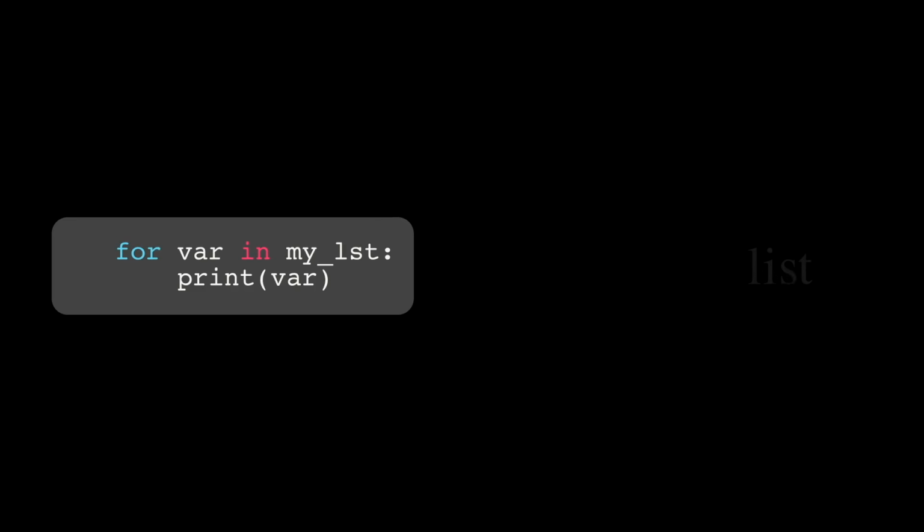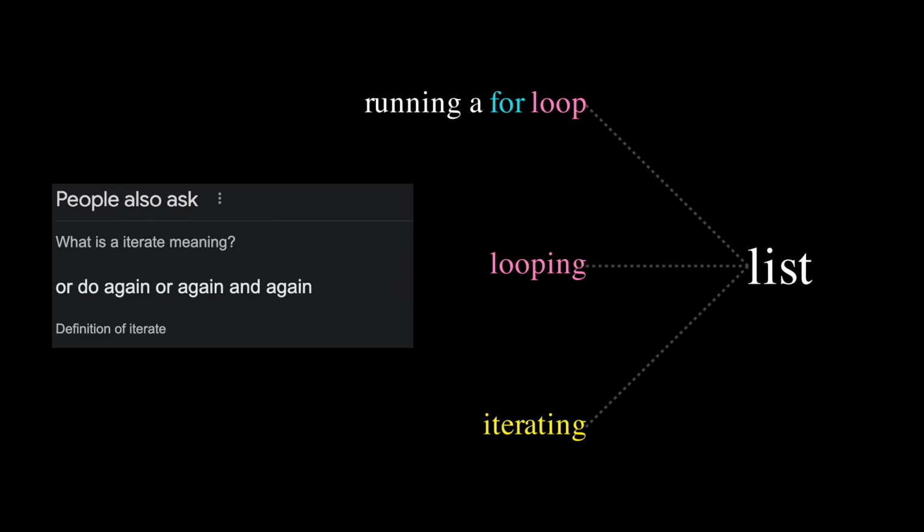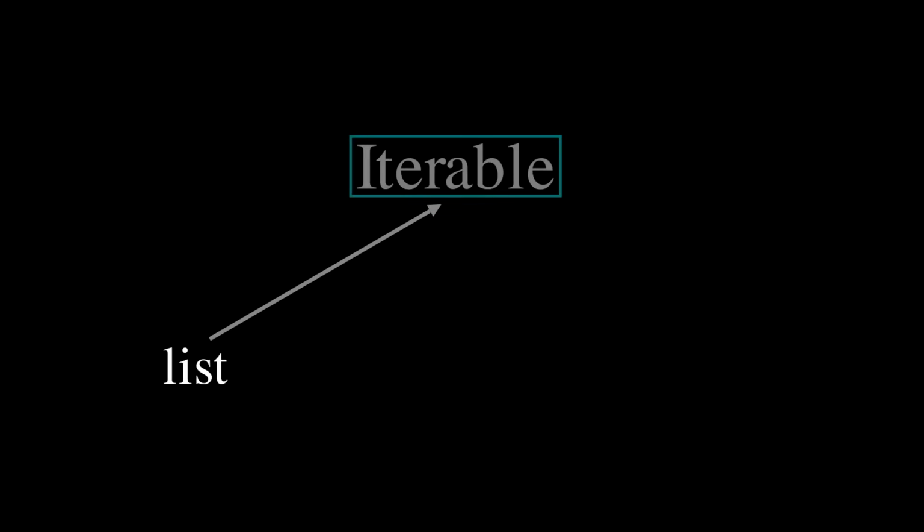As programmers, we call this running a for loop over a list, or simply looping over a list. But a more professional way to call this is iterating over a list, as the vocab iterate means to do again, do again, do again. Yet, a Python list is not the only thing that can be iterated over. In fact, it belongs to a larger abstract class of objects called iterable.